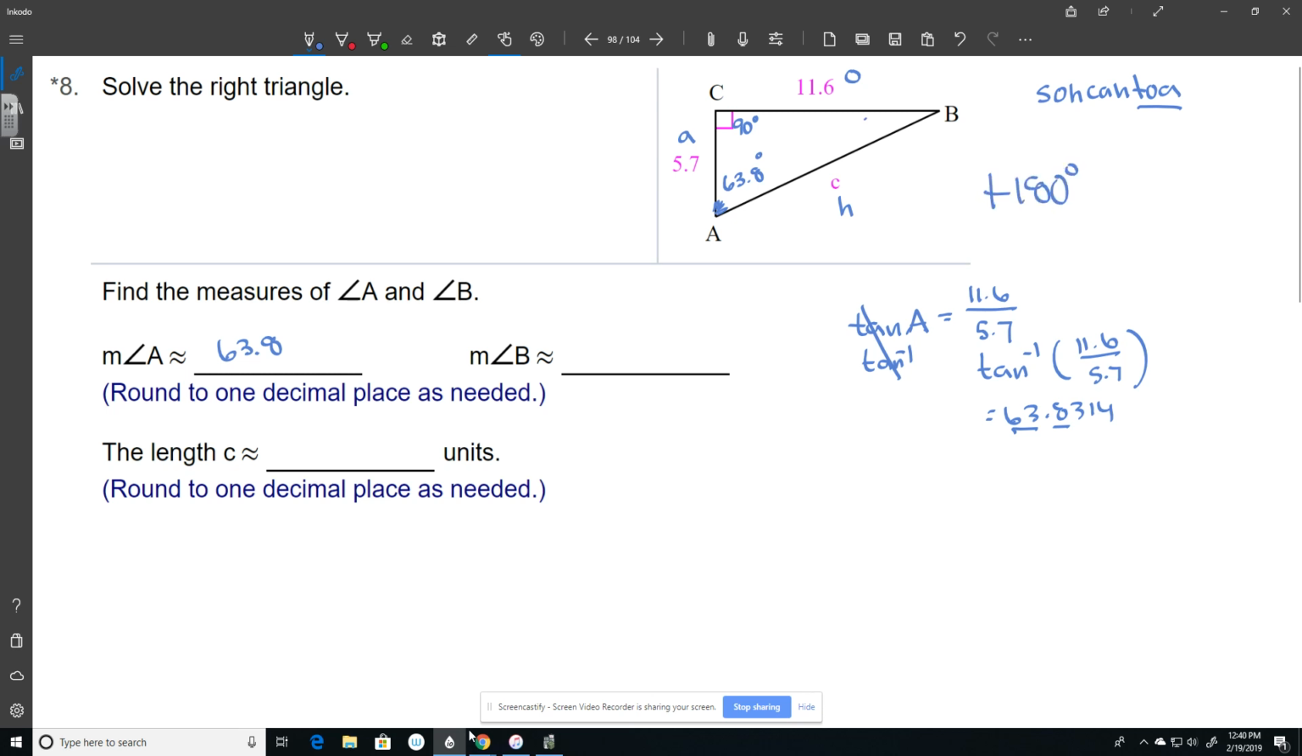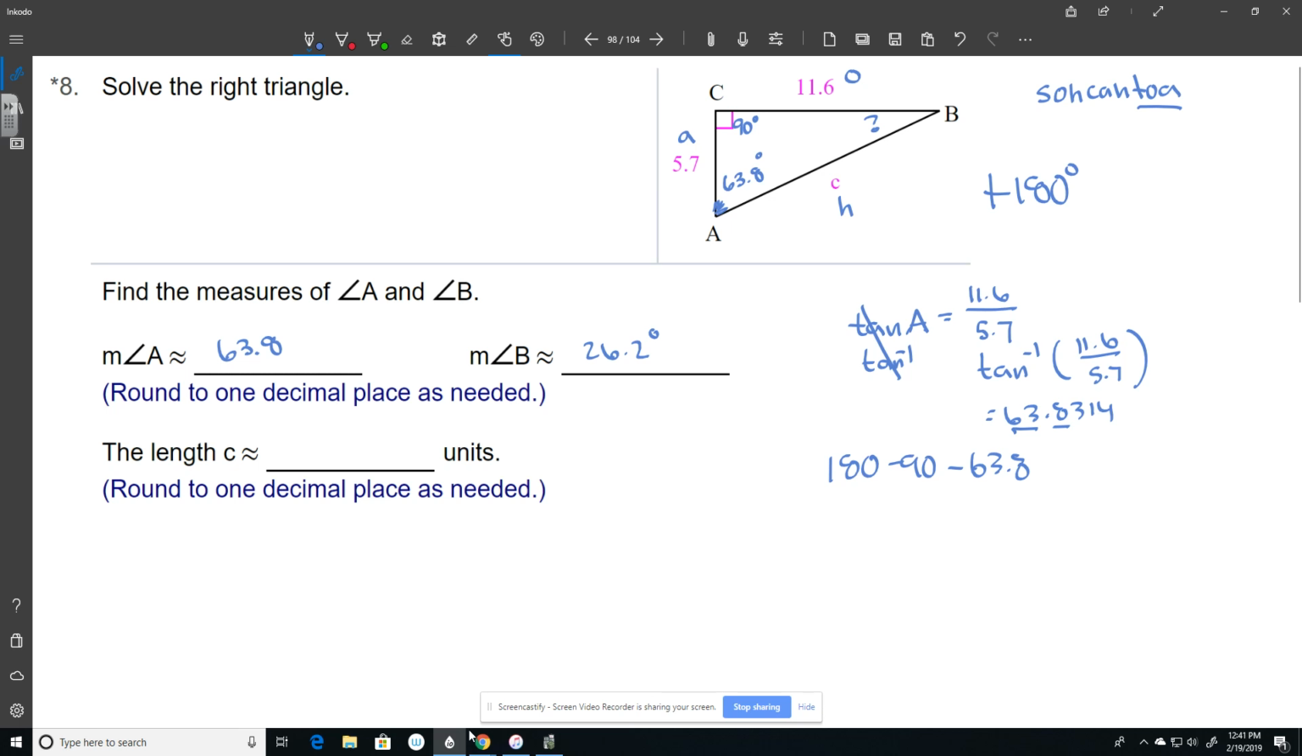So all I need to know is, what does this angle have to be to add up to 180? So I take 180 minus 90 minus 63.8. And I get what? 26.2 degrees would be my angle B, because when I add those all together, they're going to add up to 180 degrees. Now it wants me to find length C.